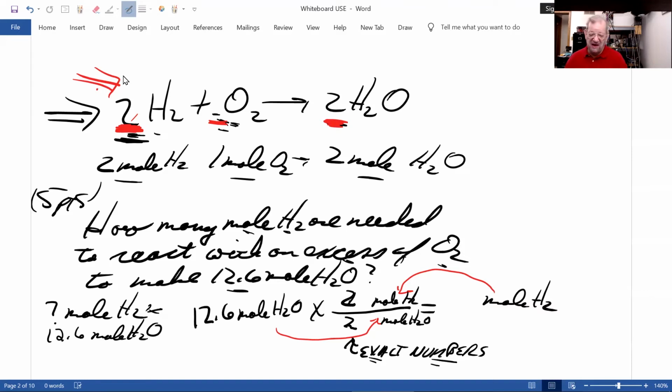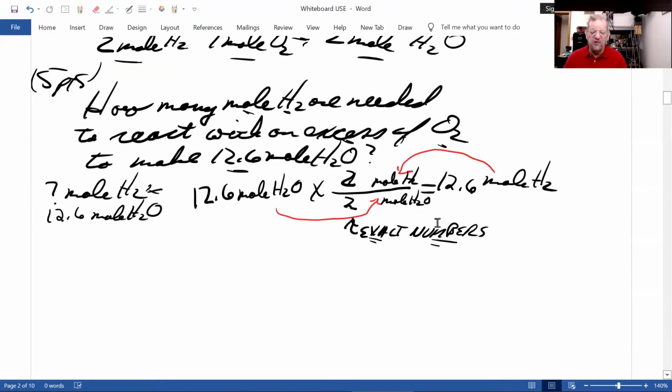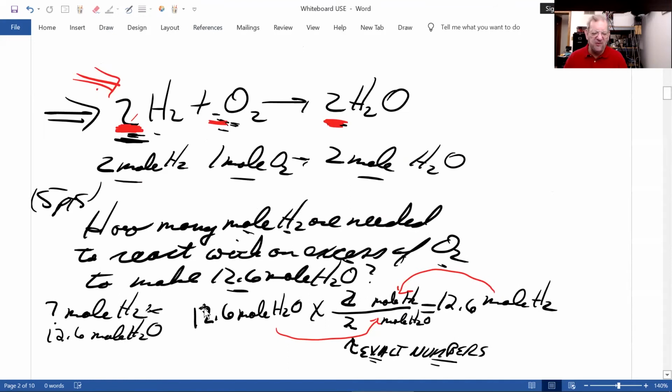Well, let me get my calculator out now. And the answer here is 12.6. And this allows chemists to know how much of certain chemicals to use, and I'll teach you later on how to do that, but not now. It shows how you use a balanced chemical equation to go from moles of one compound in that reaction to moles of another.